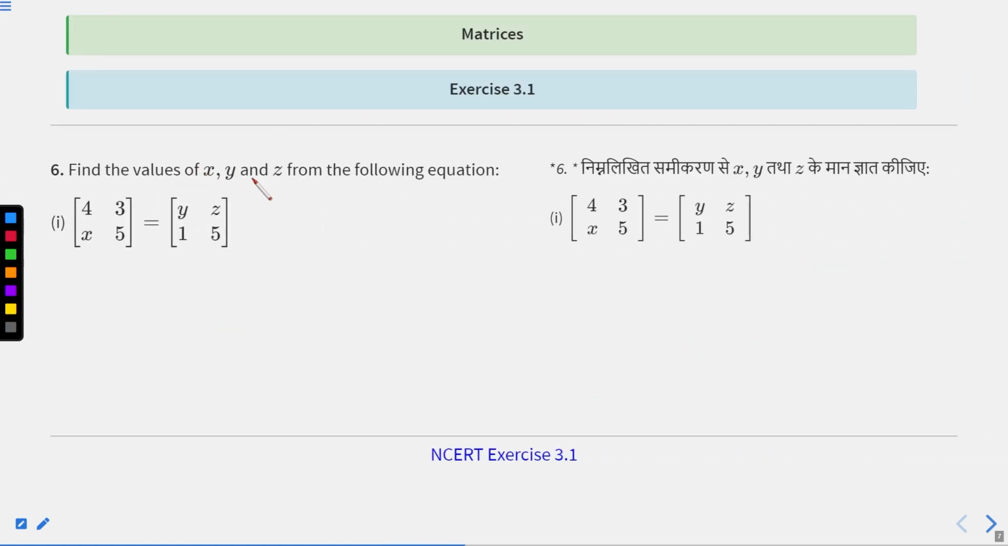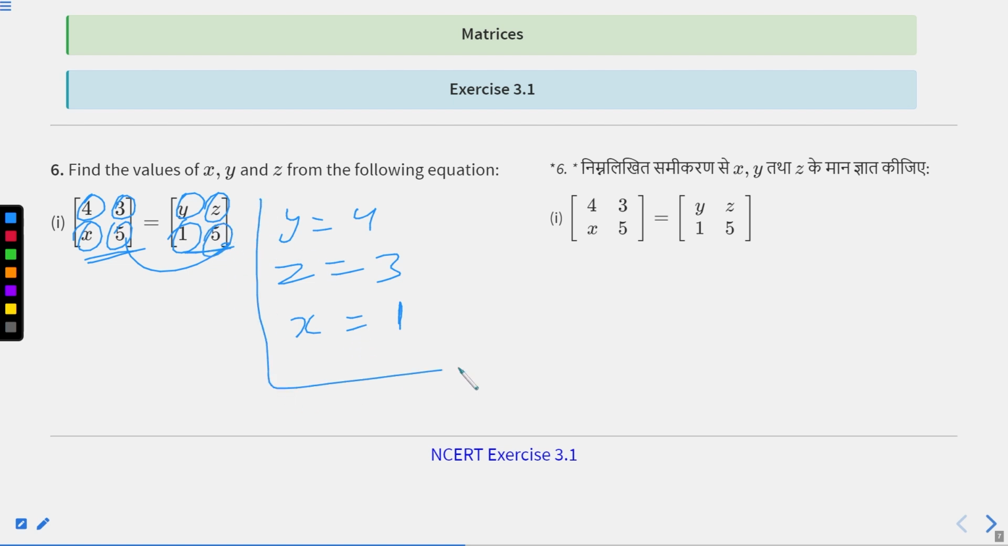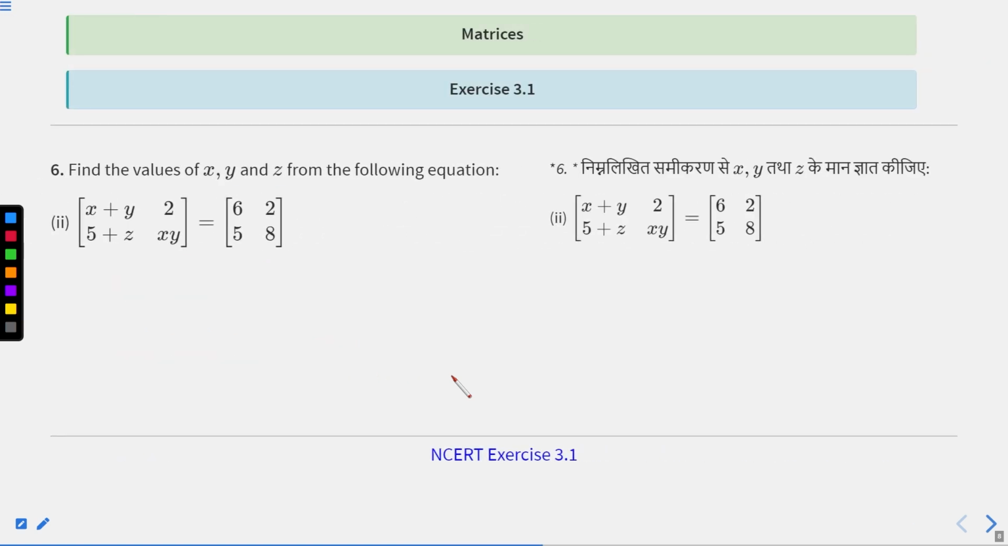Find the values of x, y and z from the following equation. So two matrices are given to you as equal. This means their corresponding entries must be the same. So y is equal to 4. This must be the same as this, so z must be 3 and x must be 1. And this is already the same as this. So in order for both of the matrices to be equal, you must have y equal to 4, z equal to 3 and x equal to 1 as your values. Okay. Now let us move to the next problem.